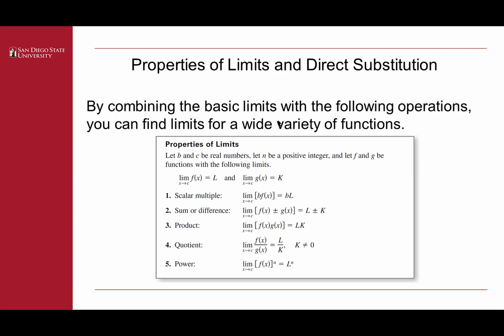Product could be defined as the limit of f of x times g of x, where x approaches c, would be L times K. So we can also multiply the limits of the given functions. Quotient, the limit of f of x over g of x would be L over K if K is not equal to 0. And the power would be the limit of f of x to the power of n, where x approaches c, is just L to the n.